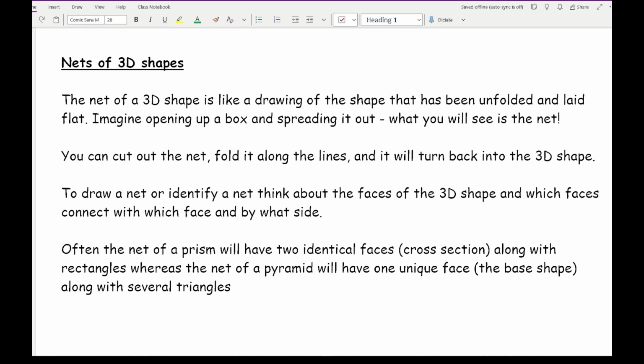Now to draw a net or identify a net, think about the faces of the 3D shape and which faces connect with which face and by what side. Now often the net of a prism will have two identical faces, which will be the cross-sectional area or the shape that's repeated, along with rectangles, whereas the net of a pyramid will only have one unique face, and this will generally be the base shape, along with several triangles.